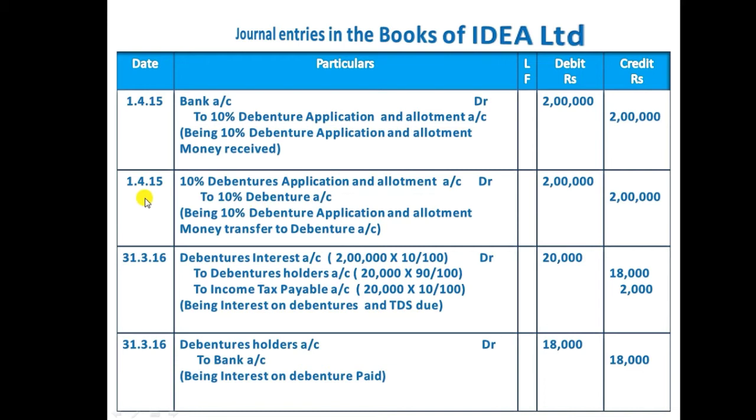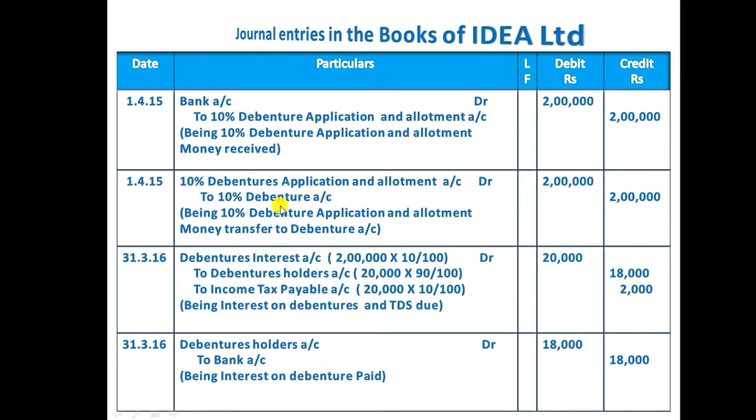So on the same date 1/4/2015, 10% debenture application and allotment account debit to 10% debenture 2 lakh. Here we credited the debenture. Debenture is a long-term loan collected by the company. A loan is a liability for the company because the company needs to repay it in the future, which is payable in the future, so it is a liability. So when a liability increases according to the modern approach we need to credit it, and we should write the narration: being 10% debenture application and allotment money transferred to debenture account.